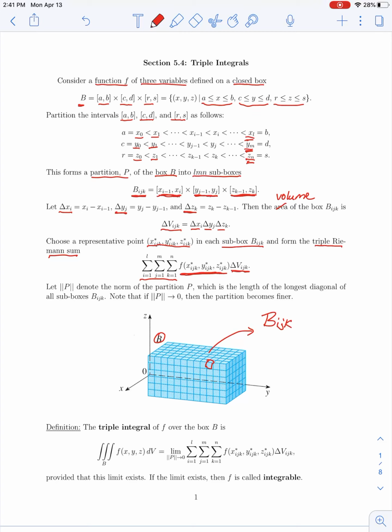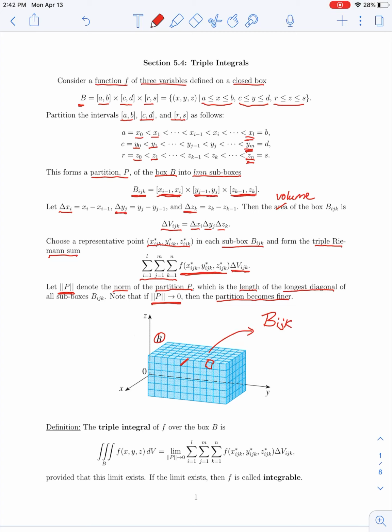To define our triple integral, we have to introduce a norm. We're going to let this expression denote the norm of our partition P of the box, which is defined as the length of the longest diagonal of our sub-boxes. When we're partitioning this box into little sub-boxes, different ones may have different lengths, widths, and heights, and the norm of our partition is the length of the longest diagonal through any of these boxes. If we are shrinking the norm of our partition to 0, that means we have a finer partition of our box. We're dividing it up into smaller and smaller sub-boxes.